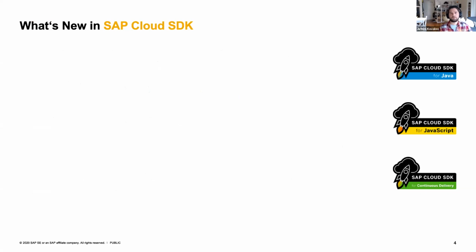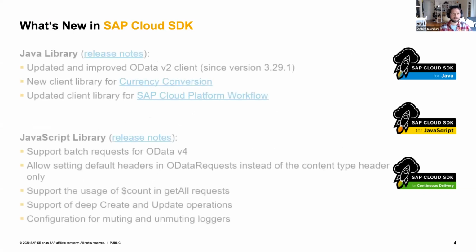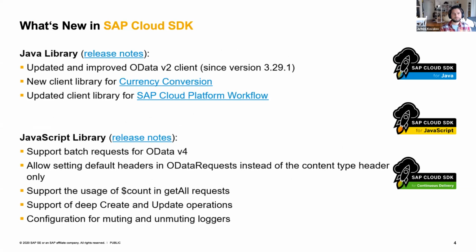Another topic to briefly touch is what happened on the Cloud SDK side lately. We just recently released, and our last community call was about, the brand new OData client for OData v2 in Java, which is much more efficient now. We also released a couple of libraries like currency conversion, about which we hope to run the next call. So stay tuned. And of course, we have some REST libraries on the Java side already released, and we update them regularly, and that already applies to the SAP Cloud Platform workflow library.